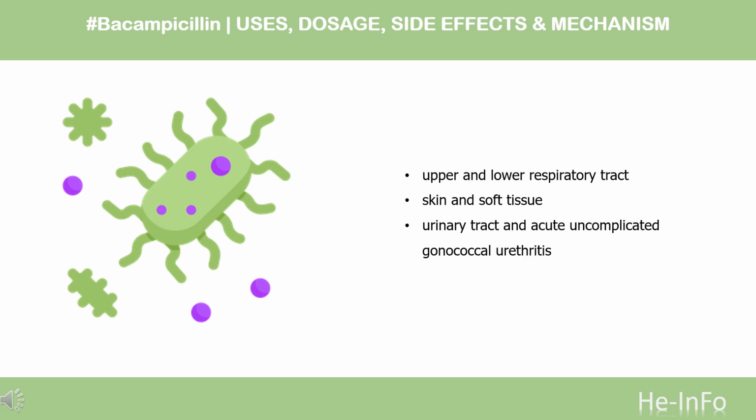What is bacampicillin used for? For infections at the following sites: upper and lower respiratory tract, skin and soft tissue, urinary tract, and acute uncomplicated gonococcal urethritis, when due to sensitive strains of the following organisms: gram-positive, streptococci, including S. faecalis and S. pneumoniae, and non-penicillinase-producing staphylococci; gram-negative, H. influenzae, N. gonorrhoeae, E. coli, P. mirabilis, salmonella, and shigella.